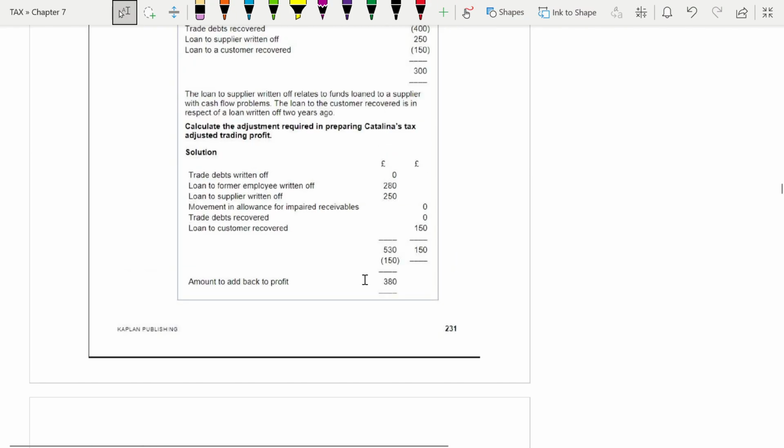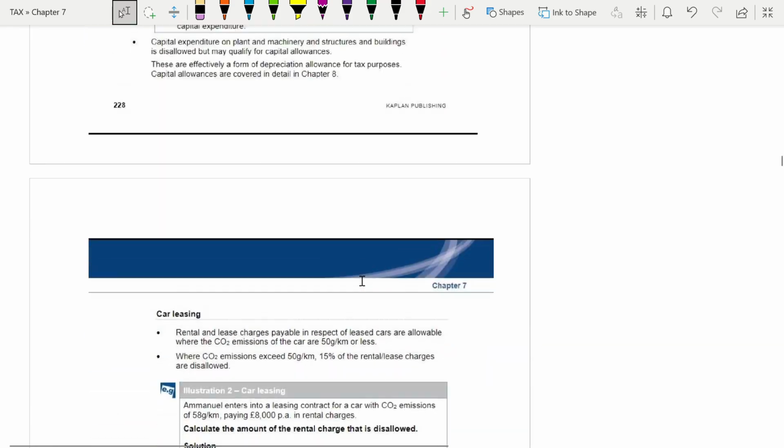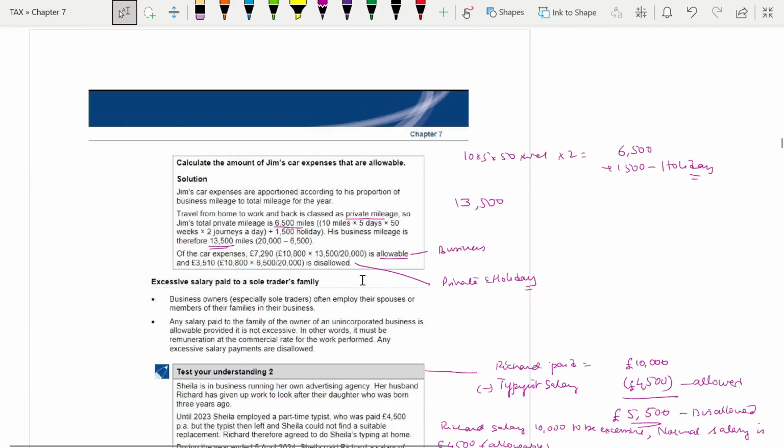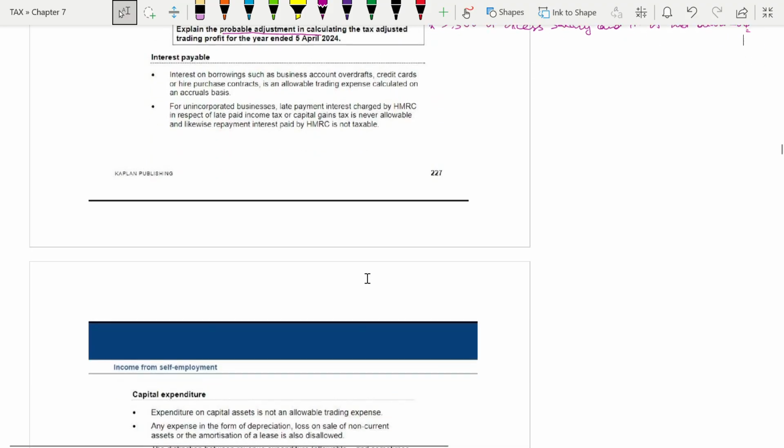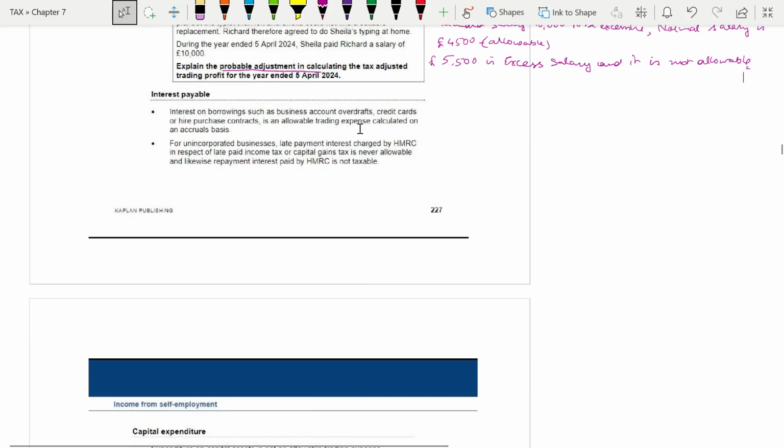They are giving all the rules, putting the rules as much as possible. Very easy. Interest on borrowing such as business accounts, overdrafts, credit cards, hire purchase is an allowable trading expense. Anything related to trading is allowable. Anything not relating to trading is not allowable. That much, simple, we should understand.